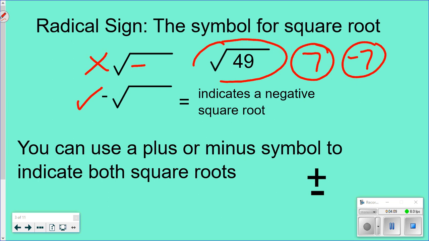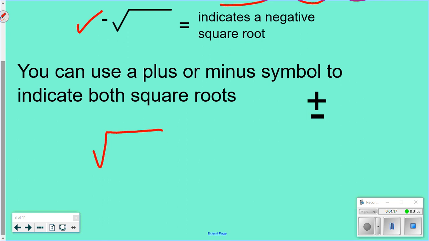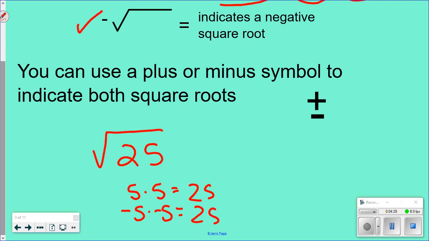And like I said before, you can use a plus or a minus symbol to indicate both square roots. So for example, if it asks you what's the square root of 25, you have 2 answers. It can be 5 because 5 times 5 is 25, or it can be negative 5. Negative 5 times negative 5 is still 25. So you could write the answer like this, plus or minus 5. That tells me there are 2 answers to that square root.